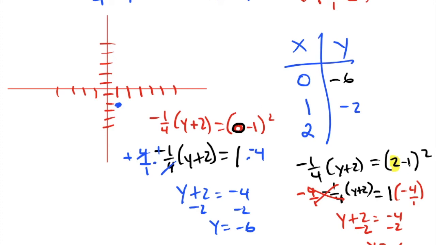So because the parabola is symmetric, if we went 1 to the right and 1 to the left of the vertex, the two answers should be the same. Or if we went 2 to the right and 2 to the left. So let's take a look at what we have now. 1, 2, 3, 4, 5, 6. So plugging in the 2, negative 6 would be here, and plugging in 0, negative 6 would be here. And we sketch it.